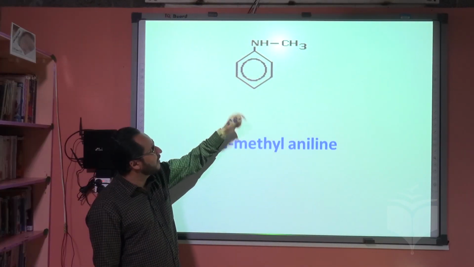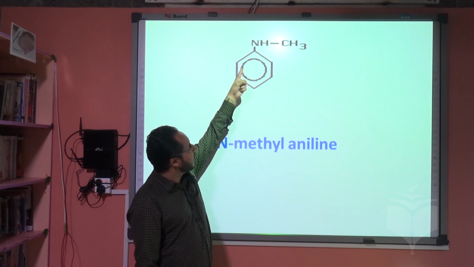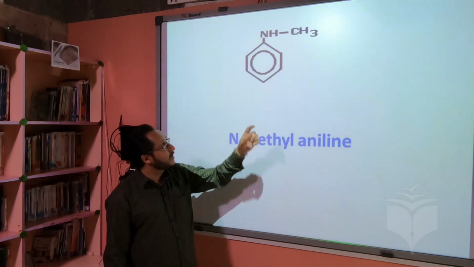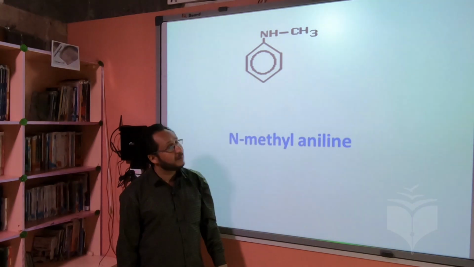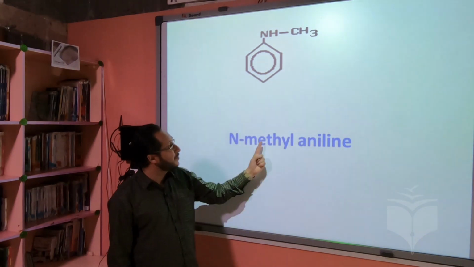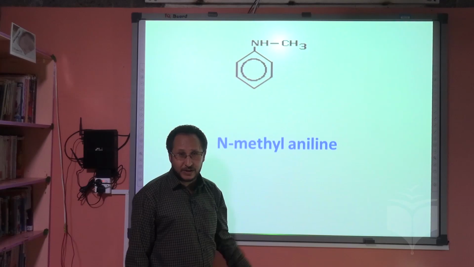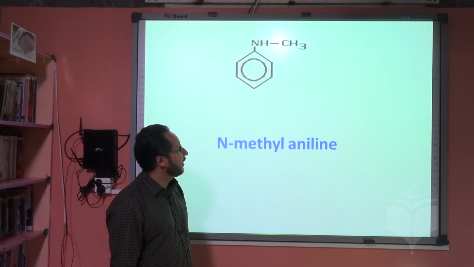Now, how about this one? Yes, here we have the benzyl ring, NH, and here we have CH3. So look, CH3 is attached to the nitrogen atom. So in this case, we call it N-methyl. And the benzyl ring with N, we call it aniline. So it is N-methyl aniline.